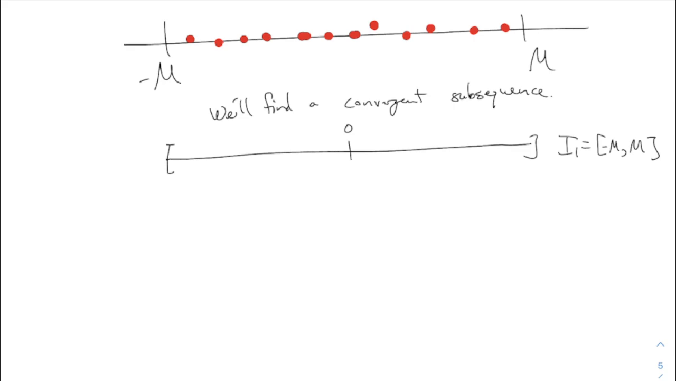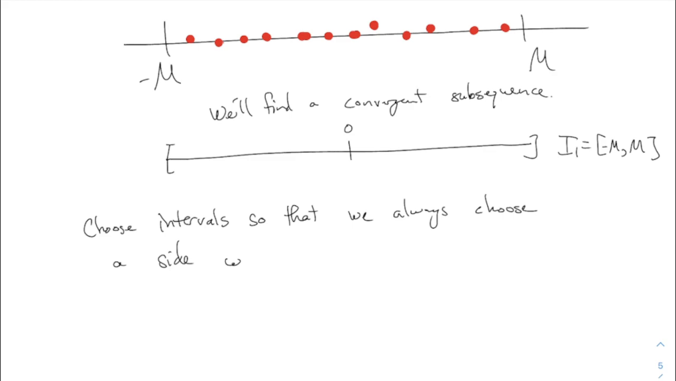And how do we decide which side to choose? I'm going to choose intervals so that we always choose a side which contains infinitely many terms of the sequence. Infinitely many terms.